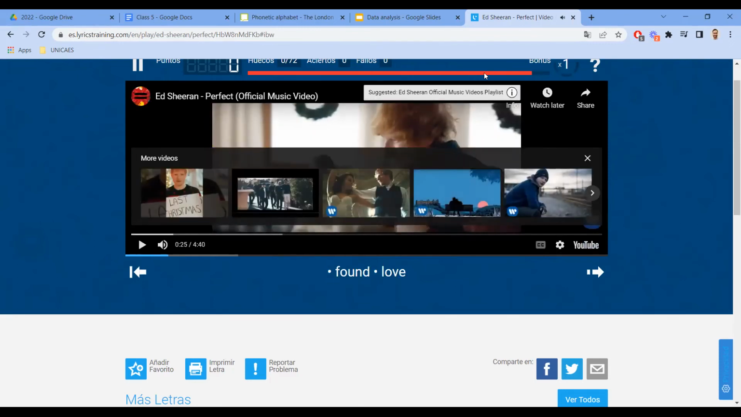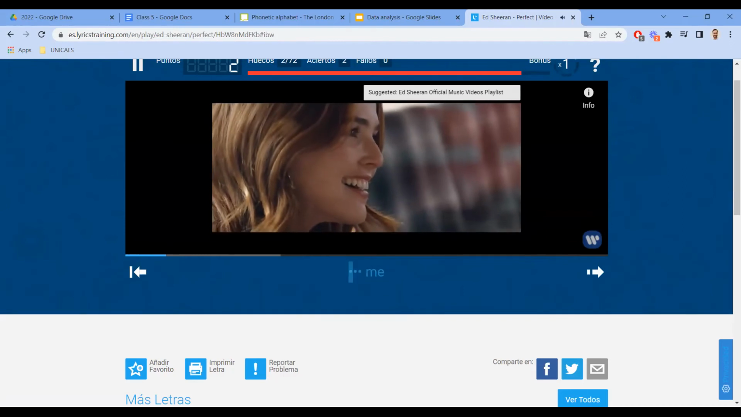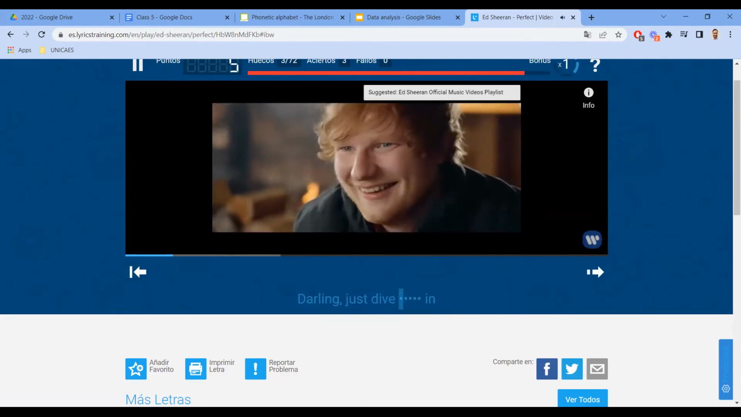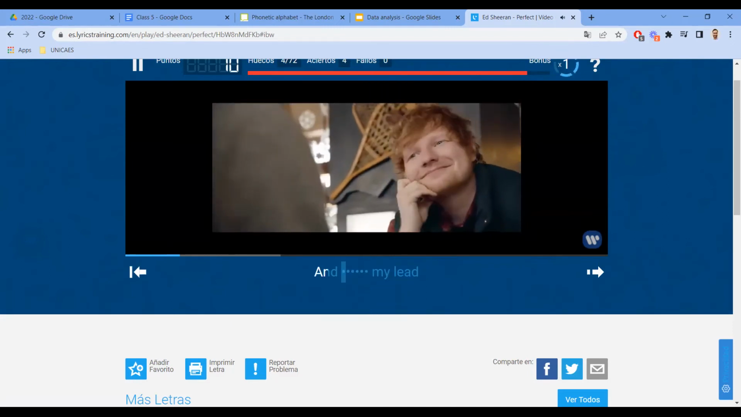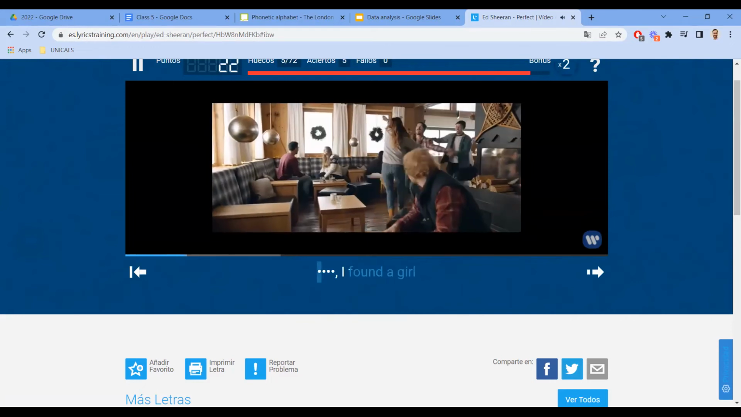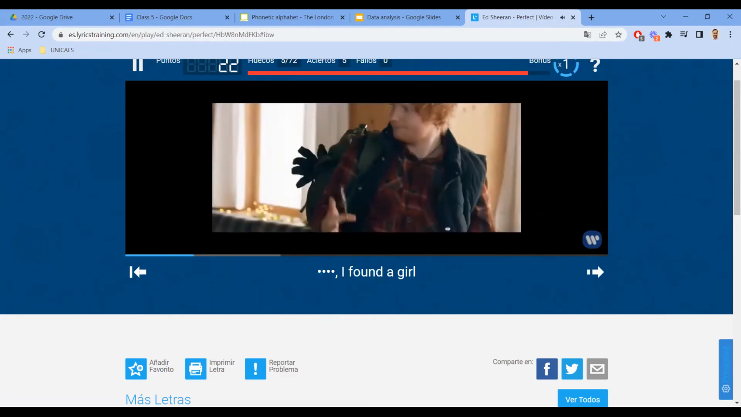And the red bar over here is consuming your time. So you say, I found a love. And you type. For me, darling, just dive right in. Follow my lead. And then you fill out the space, right? Found a girl. And then you see, my goodness, what did he say?